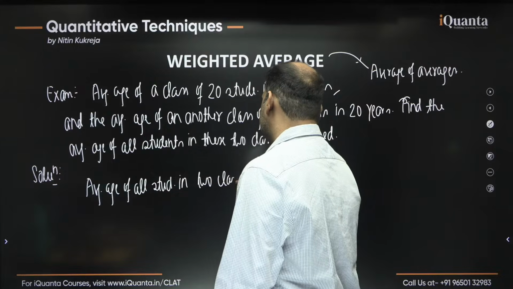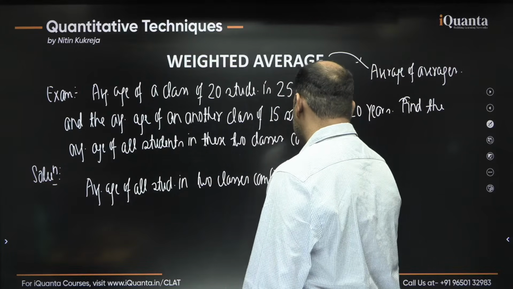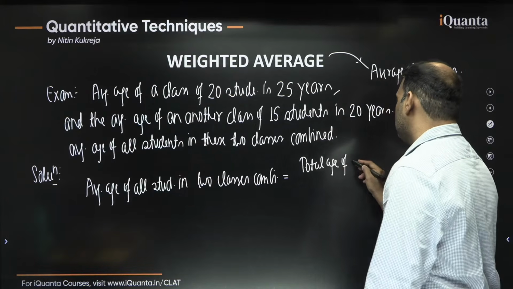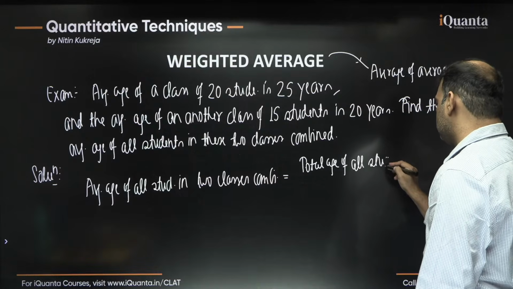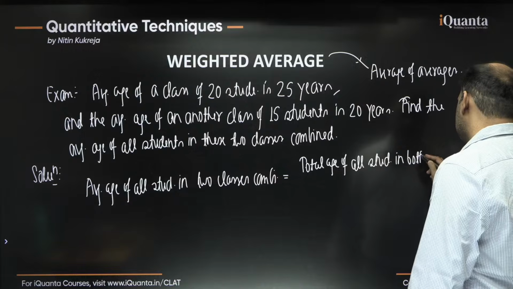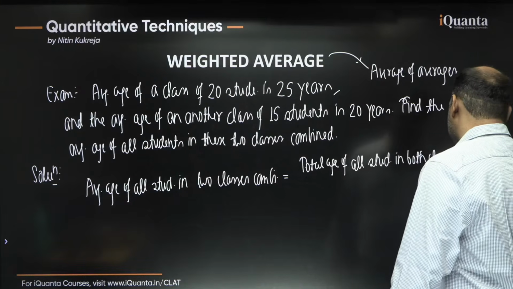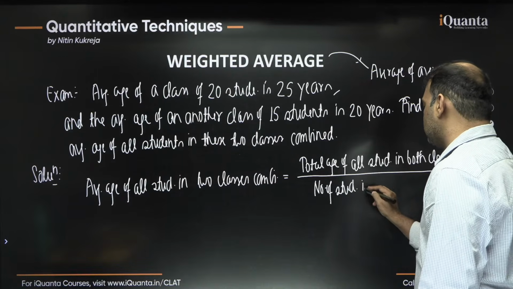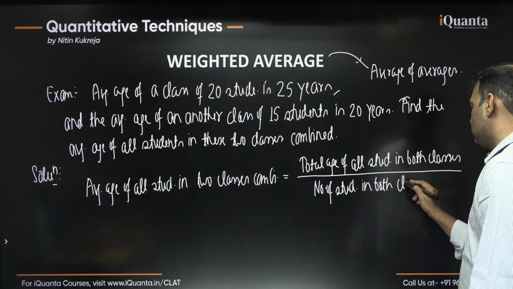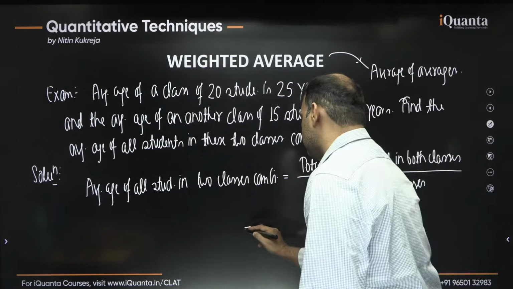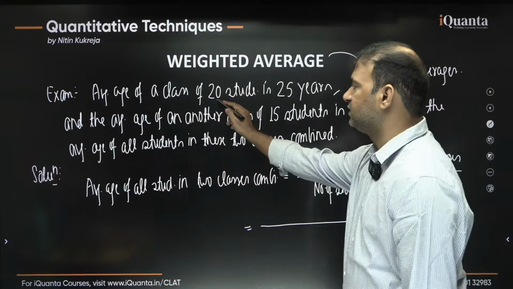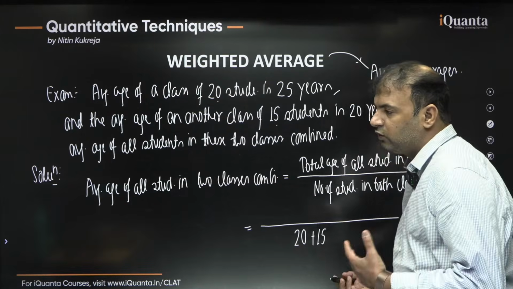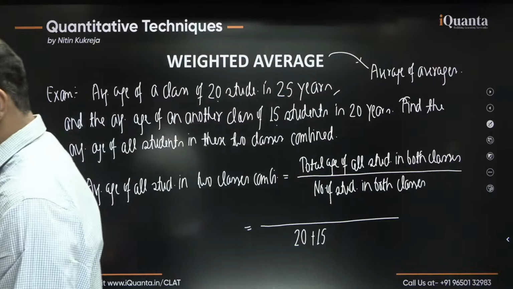We can say this has to be the total age of all students in both the classes divided by the number of students in both classes combined. The number of students is very simple. We directly know the number of students in the first class is 20, and in the second class is 15. So that is something very easy. We only have to work on the total age of all the students.